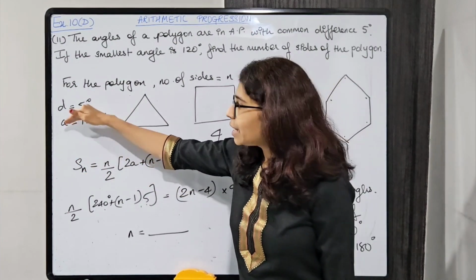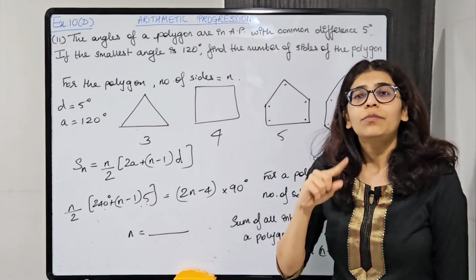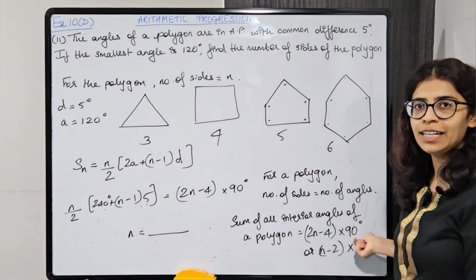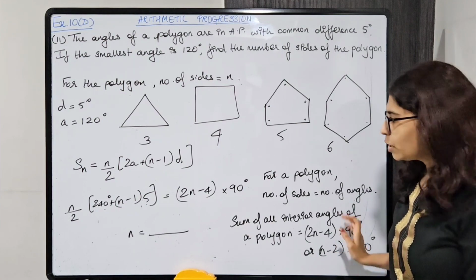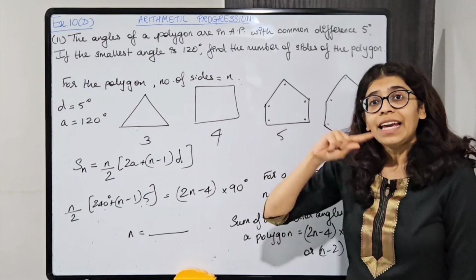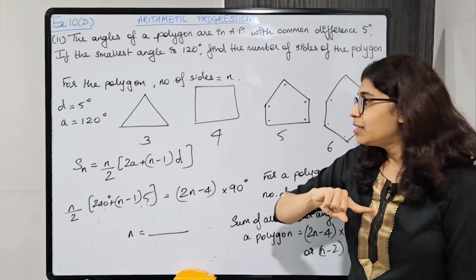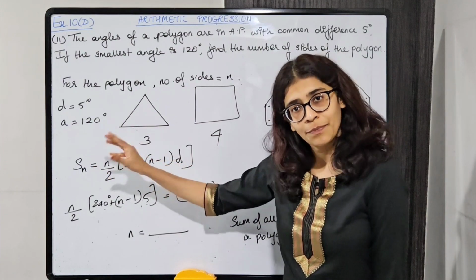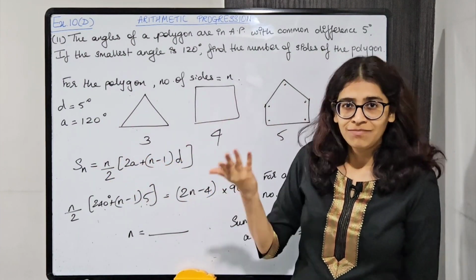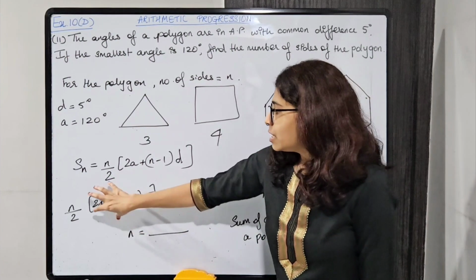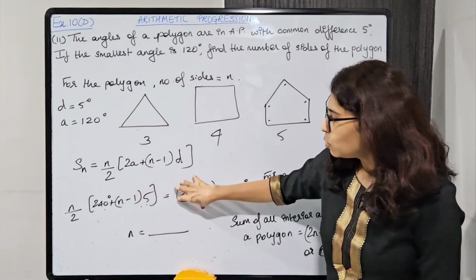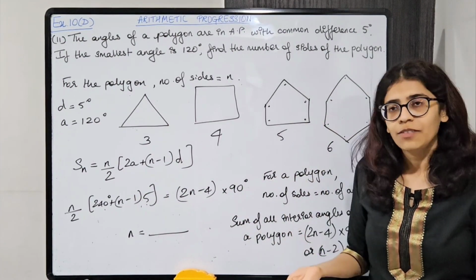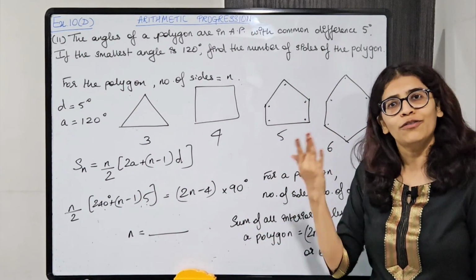a is known, d is known. I know that for the polygon, the sum of all the interior angles is 2n minus 4 into 90 or n minus 2 into 180. Consider any one of them. By the AP formula, the sum of all interior angles is what? It is n by 2 into 2a plus n minus 1 d, where n is the number of angles, also the number of sides, one and the same. The sum of all angles is this, it is also equal to this, so both will be equal. Solve and you will get the value of n, which is the number of sides and also the number of angles.